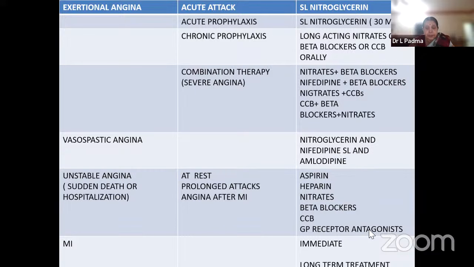So we use either abciximab or eptifibatide in these cases, which is the drug of choice. We use it as a GP receptor antagonist, which is the last step in inhibition of platelet aggregation. And in MI, we have both immediate treatment and long-term treatment. Immediate is acute MI, long-term is treatment of IHD.